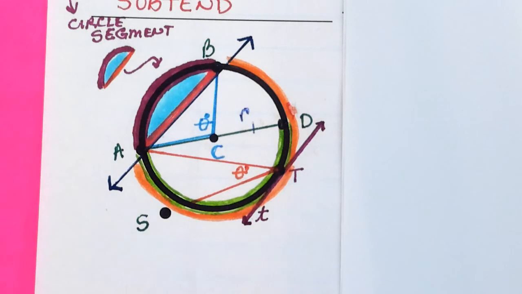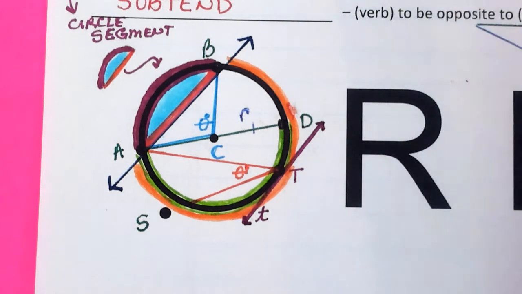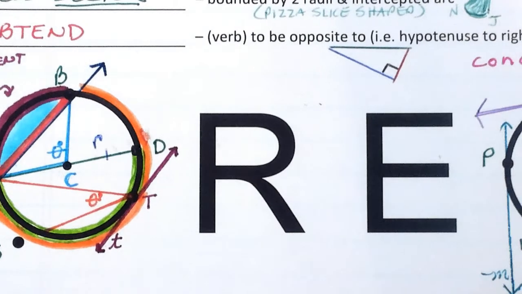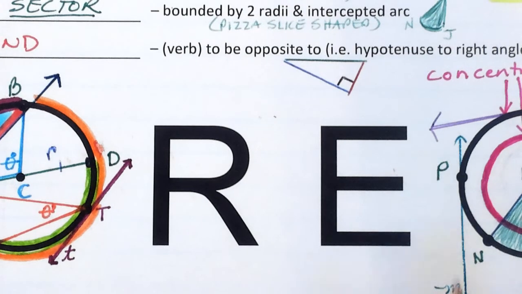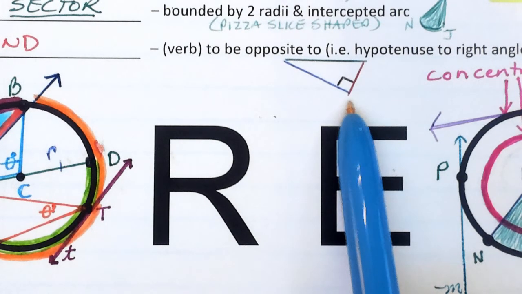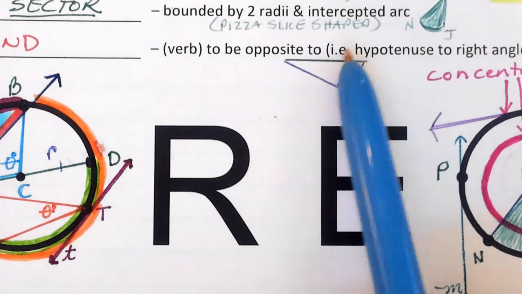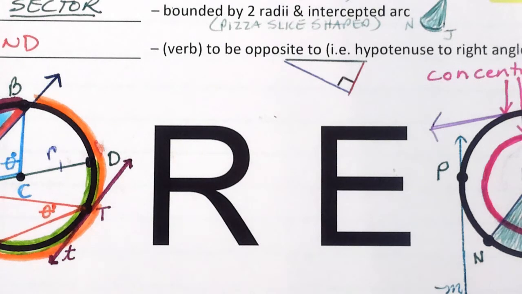And the last term on your sheet that you need to be familiar with in terms of what you're filling in is a verb used often in the unit. It means to be opposite something. So if I pull open these notes a little bit further, let's see if you can see a right angle of a right triangle. This right angle subtends the hypotenuse, or the hypotenuse subtends the right angle. Subtend, S-U-B-T-E-N-D, means to be opposite.